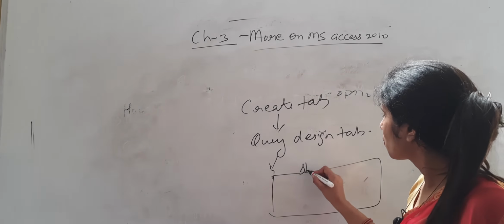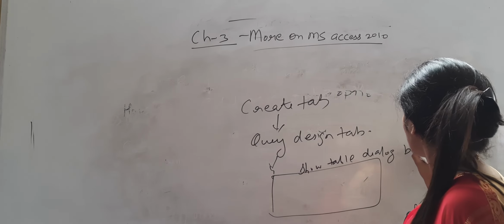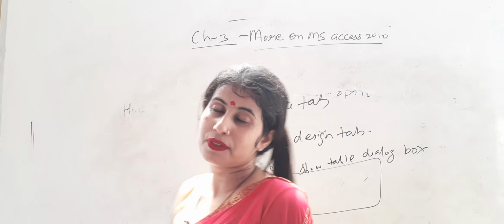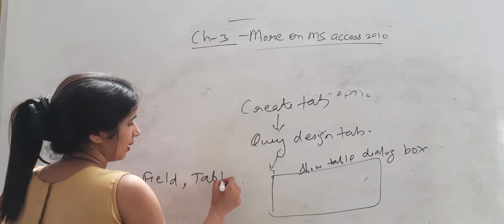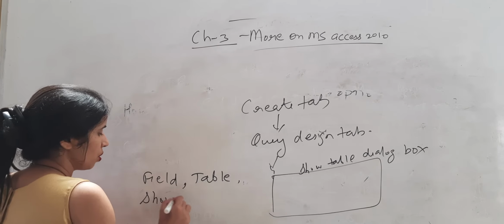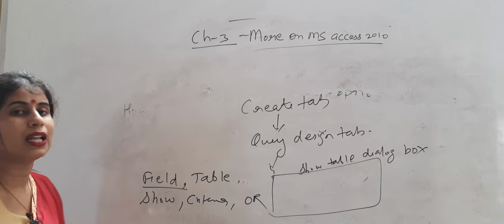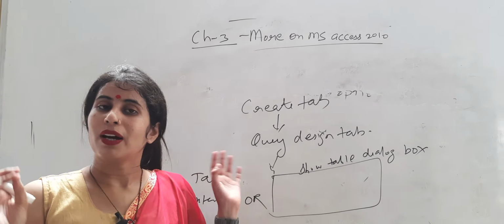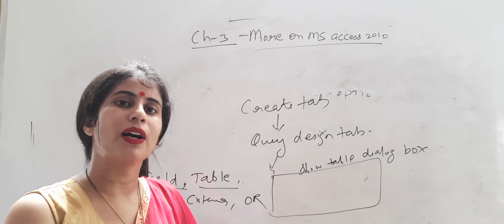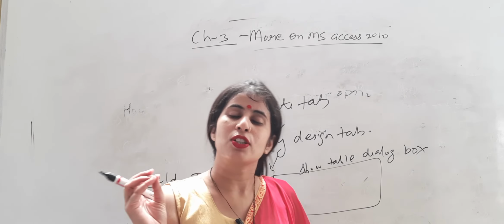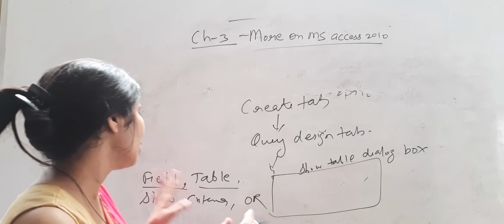It is a show table dialog box. It will show you five things. First is field, second is table, third is show, then criteria, then or. What is field? In the field you are able to see all the fields that are in your table. In the table option you are able to get how many tables you have used. Suppose you have made three tables, so it will show you table 1, table 2 and table 3 there.